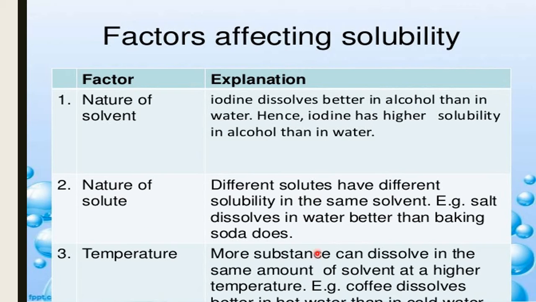The last one is the temperature. More substance can dissolve in the same amount of solvent at a higher temperature. For example, coffee dissolves... sorry about this one, this is the bottom one, you cannot see, but it says coffee dissolves better in hot water than ice cold water. So as you can see, hot, which means high temperature, means more substance can dissolve easily at a higher temperature. That is the factor which affects the solubility.